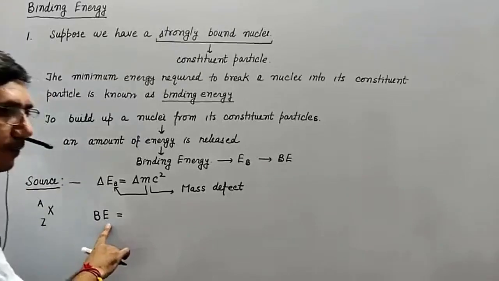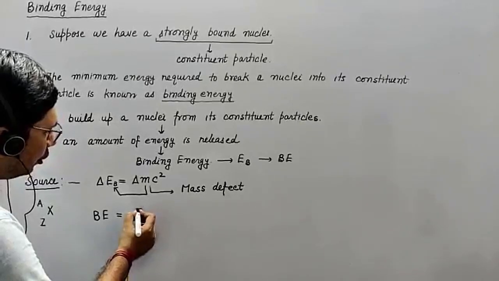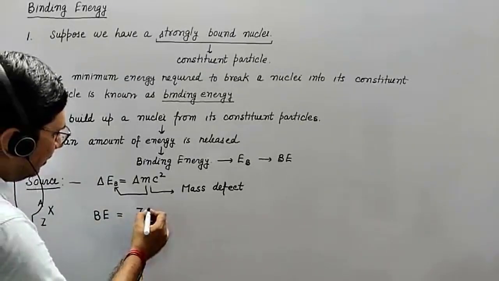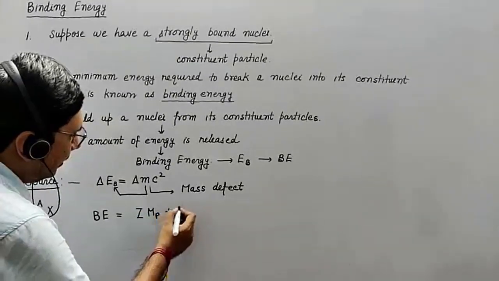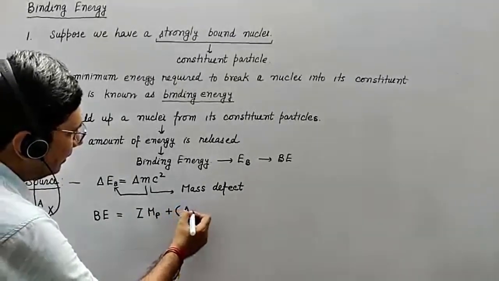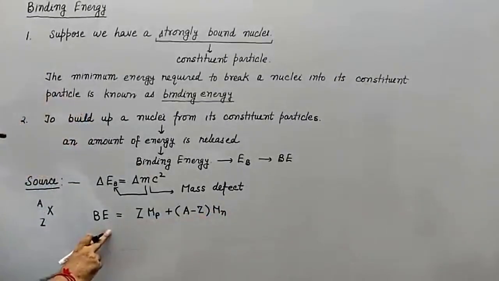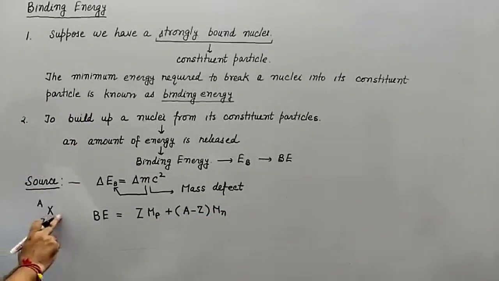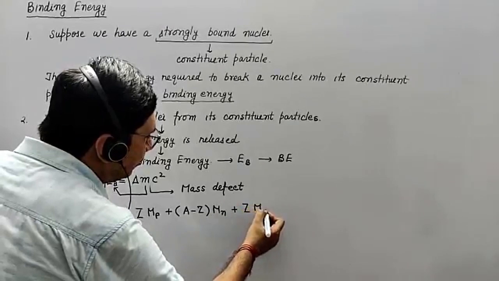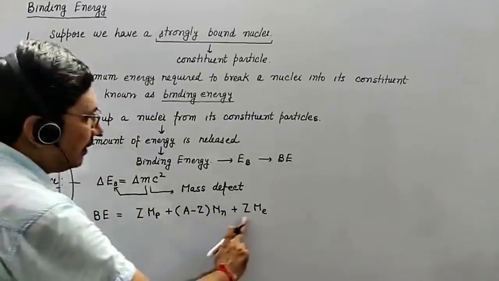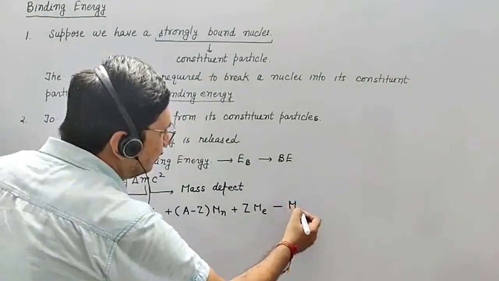So binding energy is equal to the mass of the constituent particles. Suppose the mass of the proton is mp, so this is Z mp, plus the number of neutrons, A minus Z, times the mass of the neutron, plus, since there will be Z number of electrons in this atom ZXA, Z times the mass of the electron. So these are the constituent particles of the atom. If we subtract the mass of the atom.